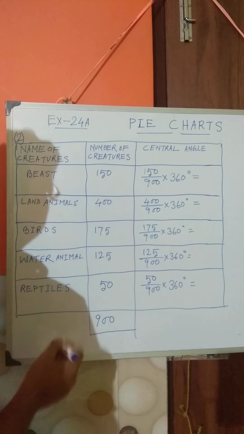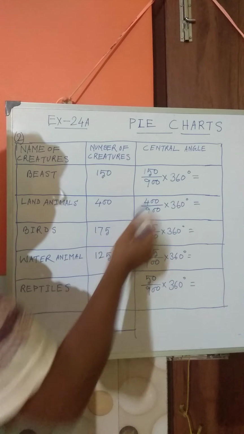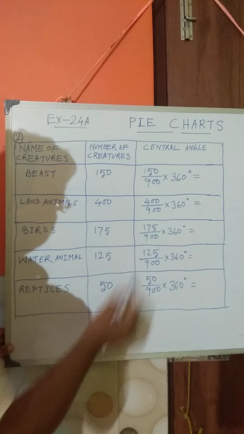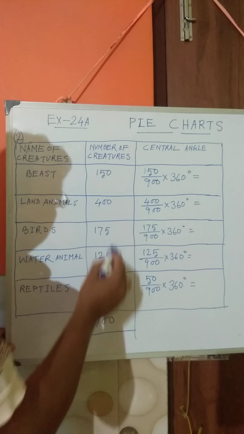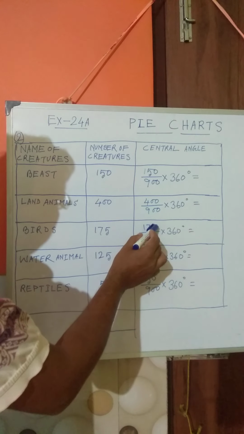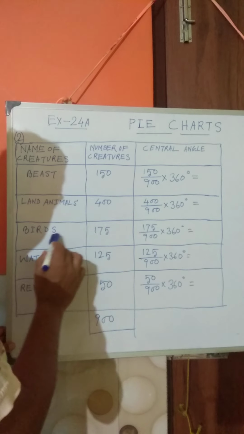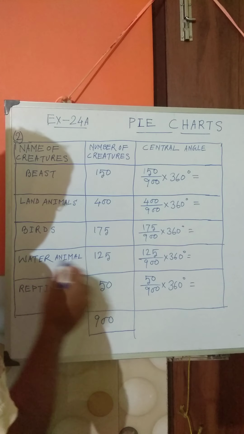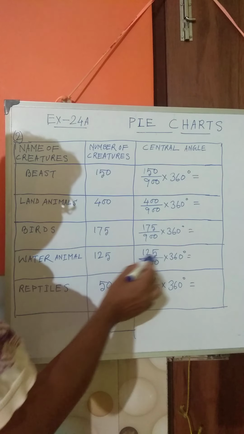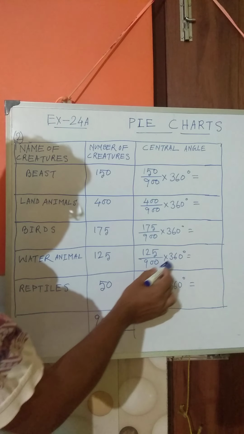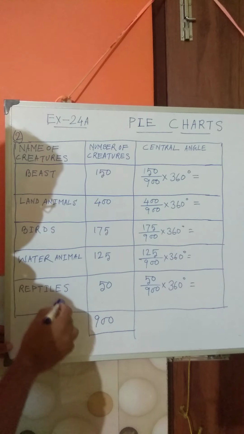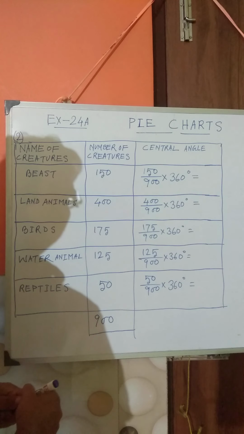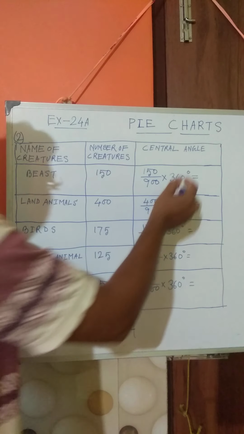Similarly, for land animals, individual by total. Individual means 400, so 400 by total number of animals 900 into 360 degree. For birds, 175 by 900, that is individual number of birds 175 by 900 into 360 degree. Water animal 125, so 125 by total number of animals into 360 degree, and also reptiles 50, so 50 by 900 into 360 degree. Now calculate it, simplify this.